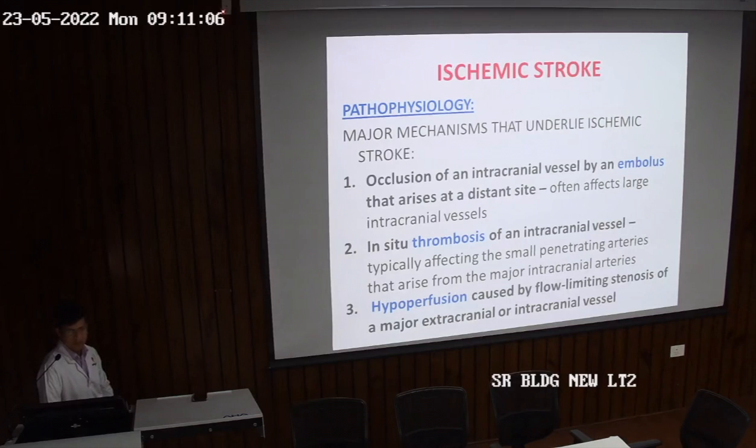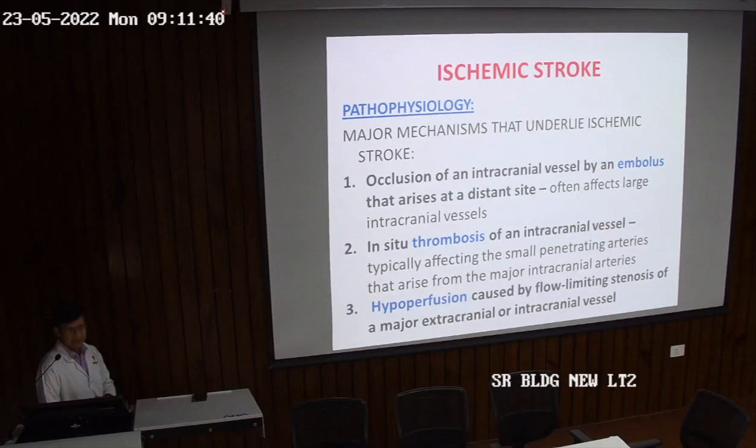First is embolization. This embolization can arise from the heart, as intracardiac embolization, or it can be extracardiac embolization. Any emboli going from the heart or from above the heart to the brain can produce the ischemic stroke. The second mechanism is thrombosis. Whenever a thrombus develops in an intracranial vessel, it leads to occlusion of the vessel and produces the ischemic stroke.